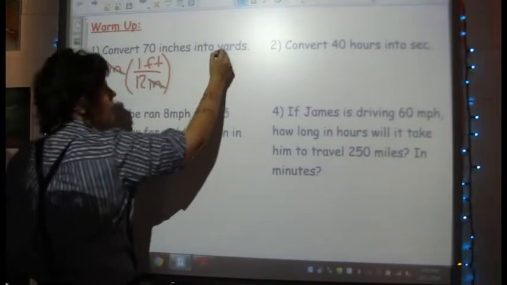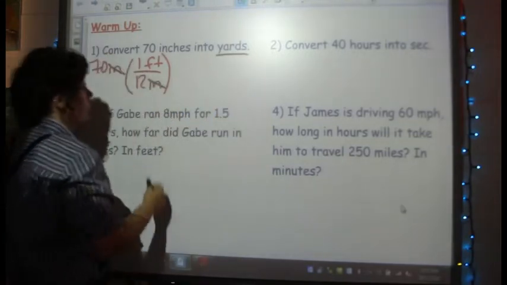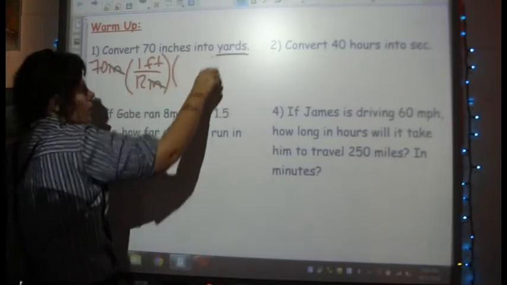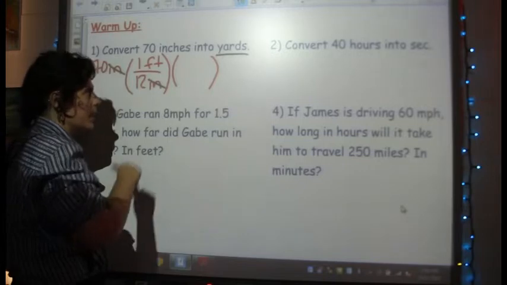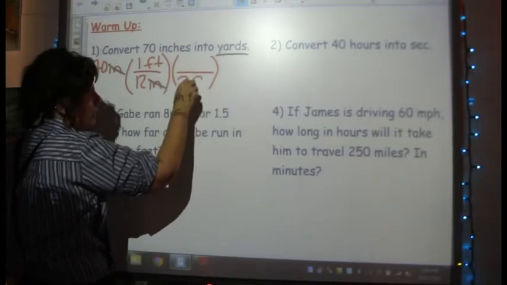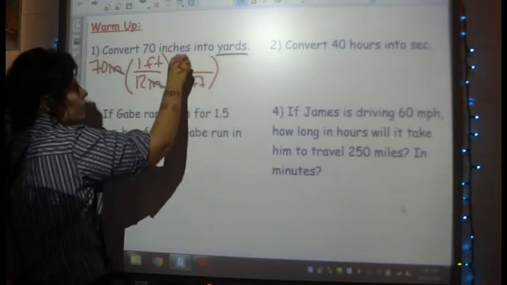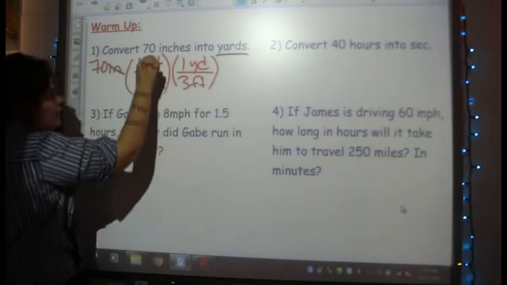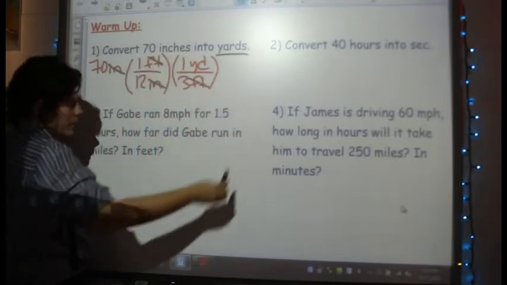But I don't want to be in feet, I want to be in yards. So I need to multiply by something else, the number of feet in a yard. And there are 3 feet in 1 yard. So I'm going to put the feet on the bottom so they cancel. And I'm going to put the yard on top, so that's the unit I'm left with. Again, the feet on the top and the feet on the bottom are going to cancel.